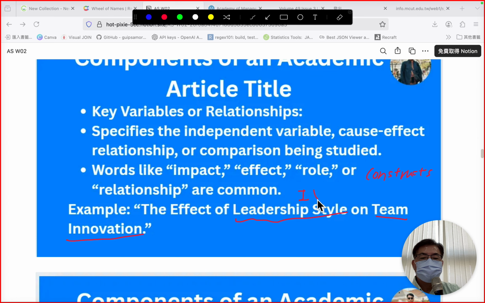So I will say leadership style could be the independent variable, the effect on team innovation. So this one could be the dependent variable, right? So we can practice this exercise, so we can have a very quick idea what the research is all about.